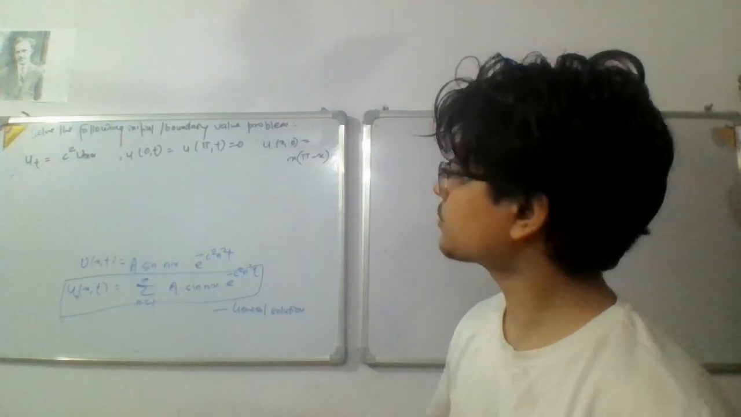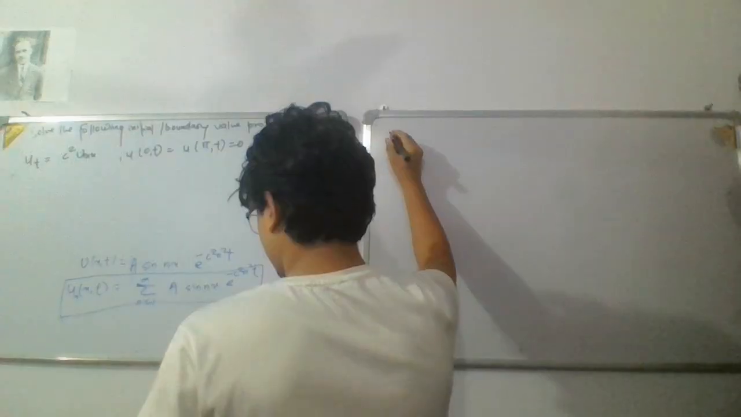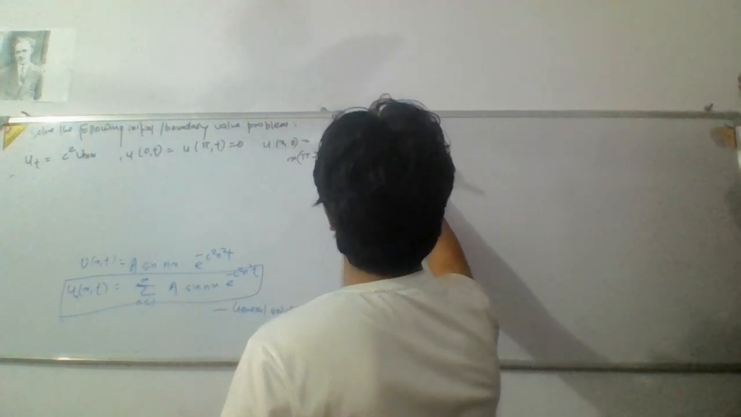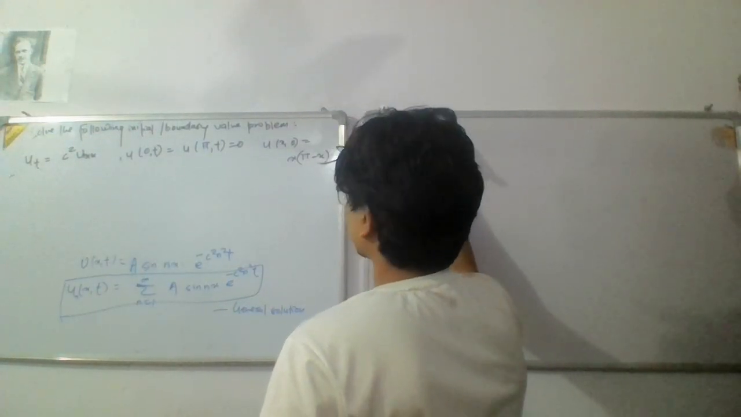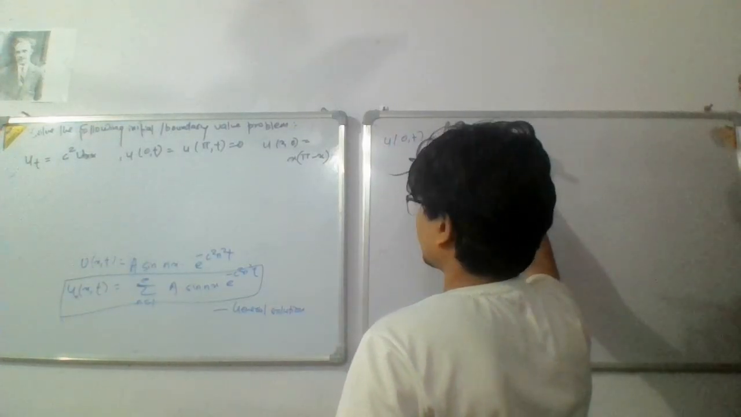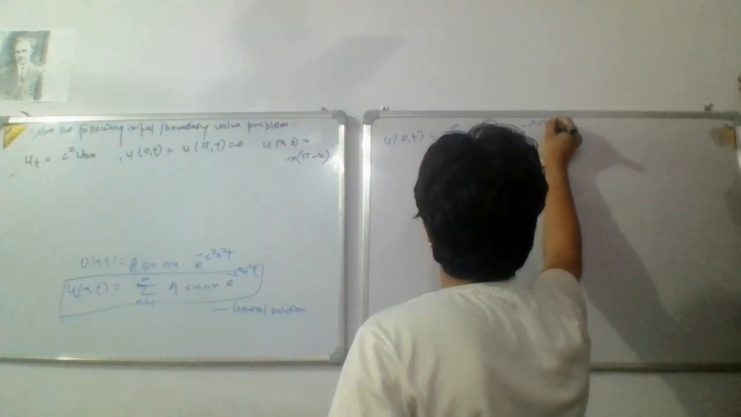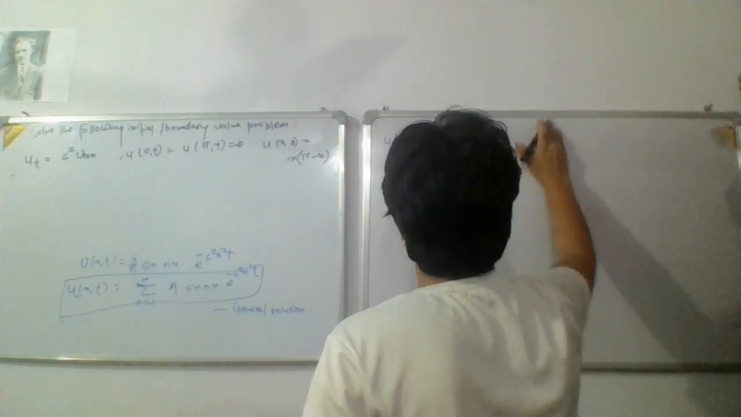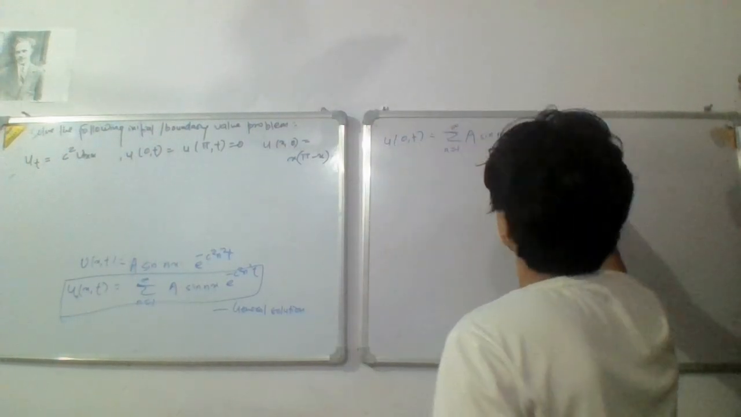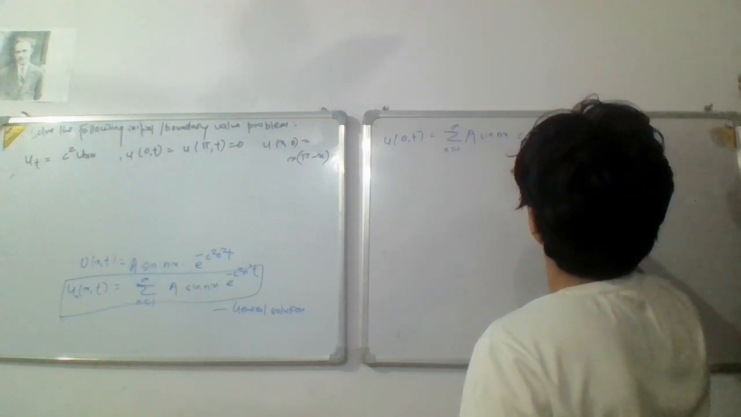Okay, so for that, let's plug t equals 0, and we get the value. So u(x,0) equals summation n equals 1 to infinity a sine of nx and e to the power minus c square n square times 0. It gives us value 1, and this is equal to x(pi minus x).